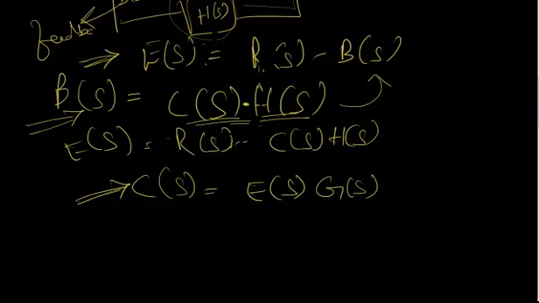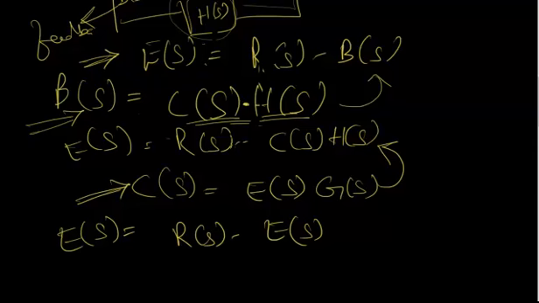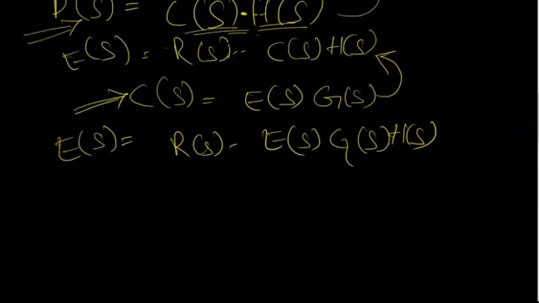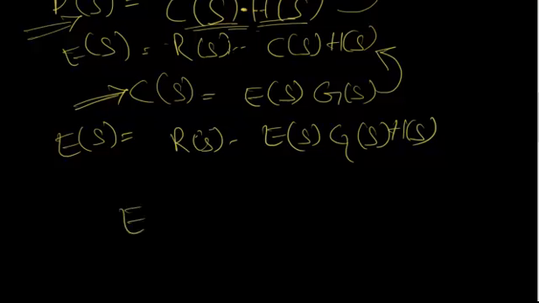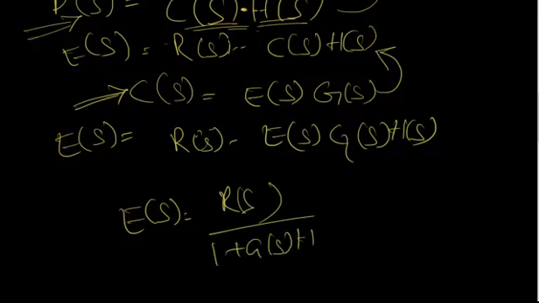Now substituting this in the equation, E of S will be equal to R of S minus E of S into G of S into H of S. If we simplify this equation, we get E of S is equal to R of S by 1 plus G of S into H of S.